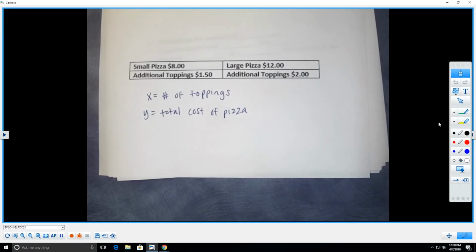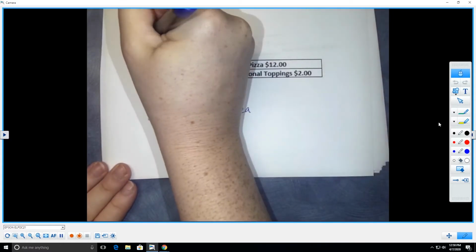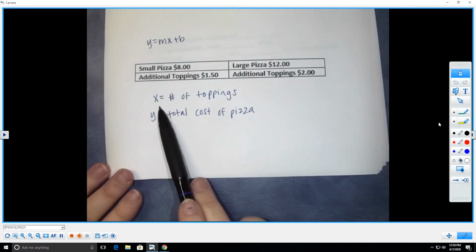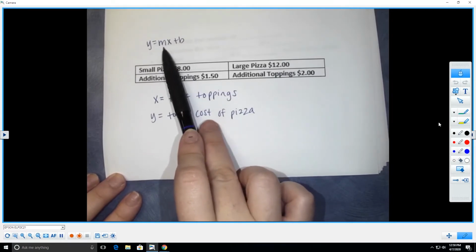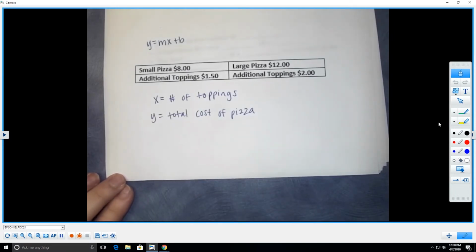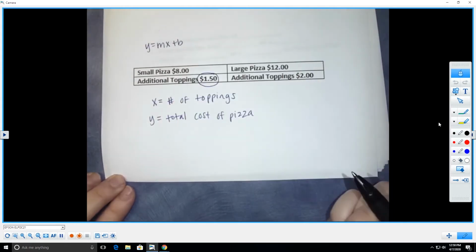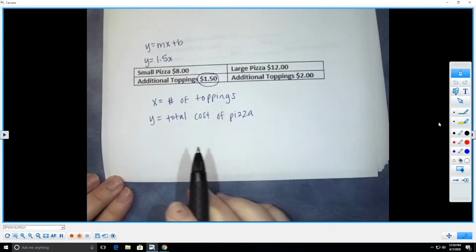Okay, so if we look at a small pizza, and remember, we want to use this to write an equation in slope-intercept form. So y equals mx plus b, okay? So if x is the number of toppings, what's going to go right here is how much they're charging per topping. So for a small pizza, how much do they charge per topping? Correct, they charge $1.50. So I have y equals 1.5x.